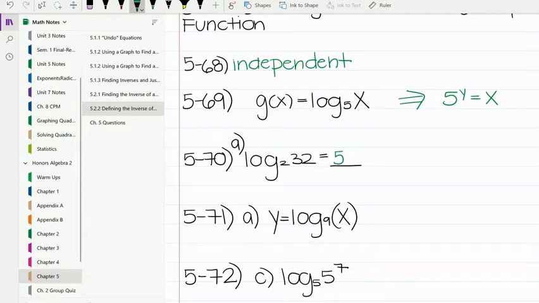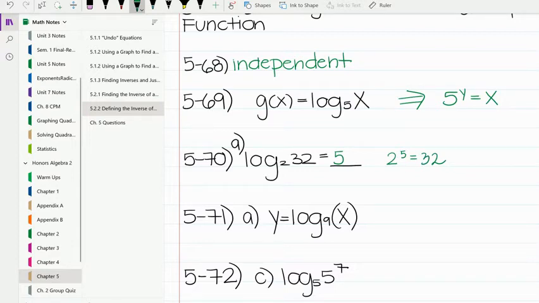And then what they also want you to do is to rewrite that as an exponential. So then you would write 2 to the 5th power equals 32. So you're going to go ahead and do this for parts B through H. So you can go ahead and pause and complete that.